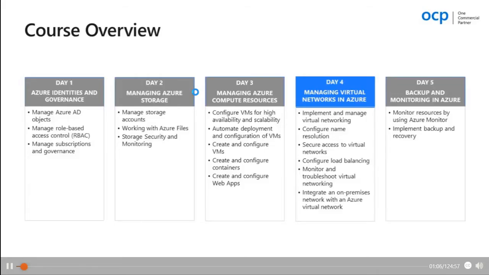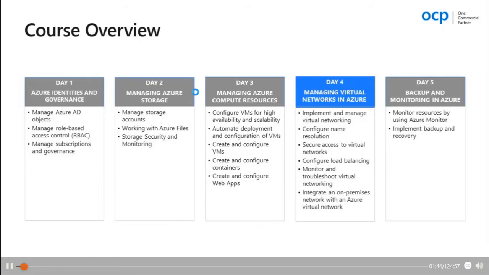So the course overview, we are in day 4, and today is going to be around networking. We're going to talk about virtual networking, name resolution, so DNS, about security and how we can secure virtual networks, and also about load balancers, the Azure load balancers and application gateways, and also how to monitor and troubleshoot networks and how I can integrate my networks with Azure virtual networks. We're going to talk about VPN connections, peering, and we're also going to talk about ExpressRoute and when to use one or the other.